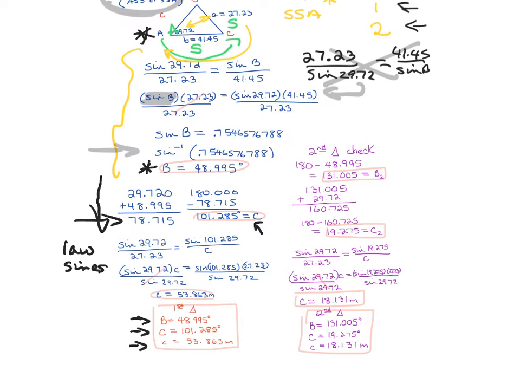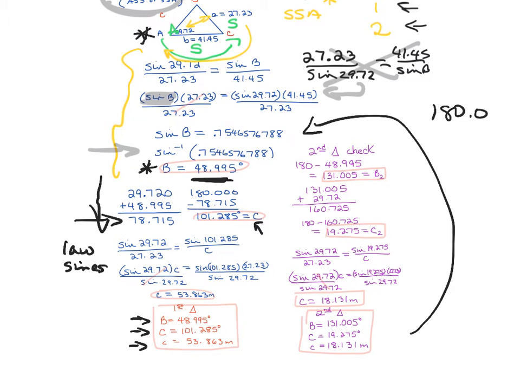Now, once you finish that part, you're going to go back and check to see, could there have been a second triangle? In order to do that check, you're going to go back up to step number 1. You're going to take this angle that you found and subtract it from 180.